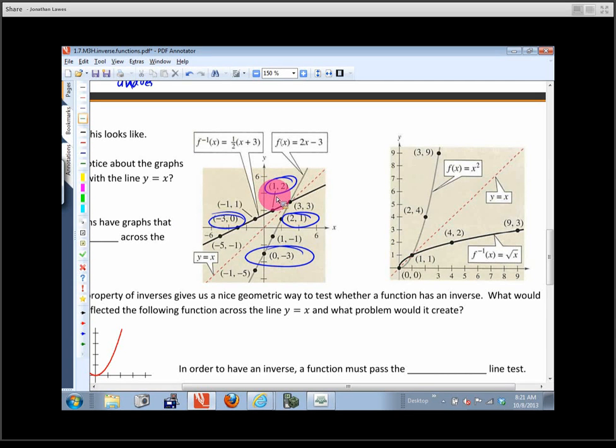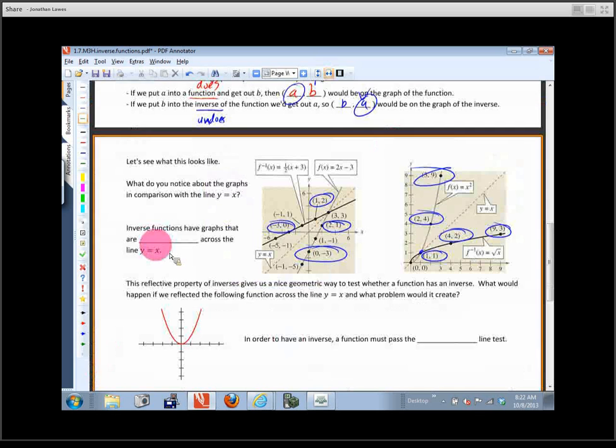Make sense? Okay, let's take a look at this one right here. This is the square root function. This is x squared, not the entire graph of x squared, but take a look at the points. Okay, here's a point 1, 1. What happens if you switch 1, 1? You get 1, 1. It stays the same, right? What if we take 4, 2? 2, 4. 9, 3. 3, 9. Do those points look familiar? Okay. And what do we notice about those inverse functions and the line y equals x?